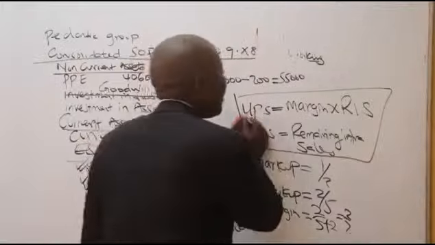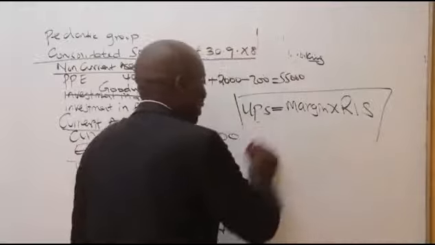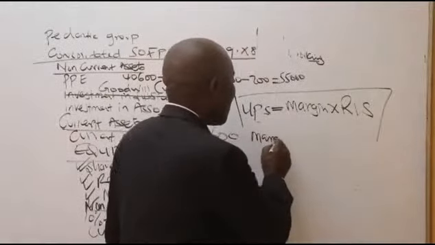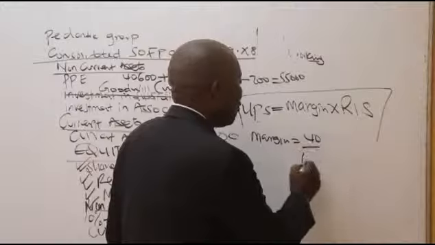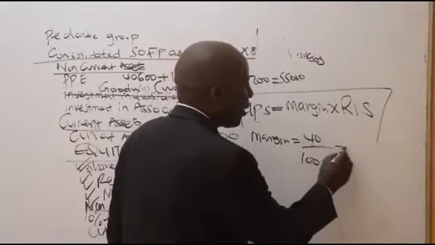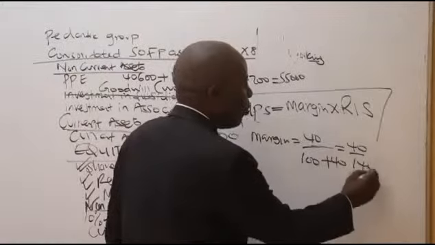Then what does that mean? What that means, ladies and gentlemen, is that first of all, I must get the margin. If markup is 40/100, then margin will be 40/100 plus 40, which gives me 40/140.